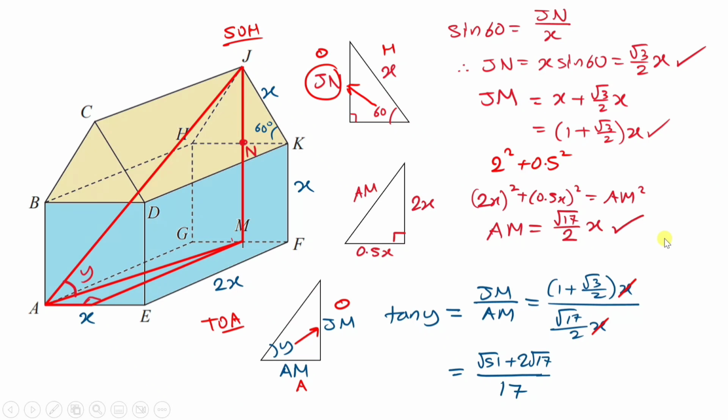Now be careful, this isn't the final answer. Why? Because they wanted it in a specific form. They wanted it in terms of root p plus root q. Now 2 root 17 doesn't fit that. The way to make it work, you see the 2 over here. So the whole 2 can be written as root 4.